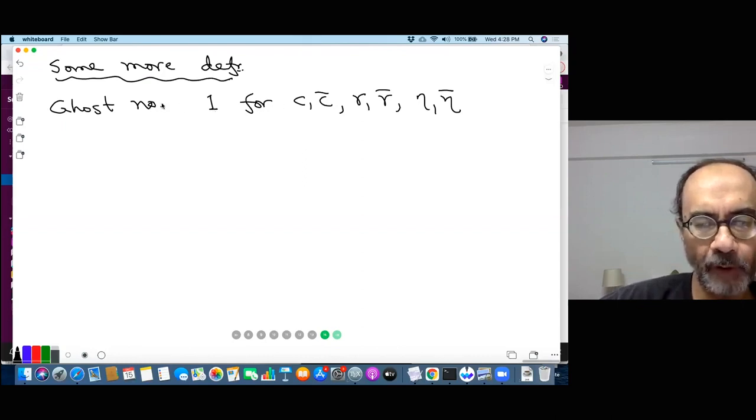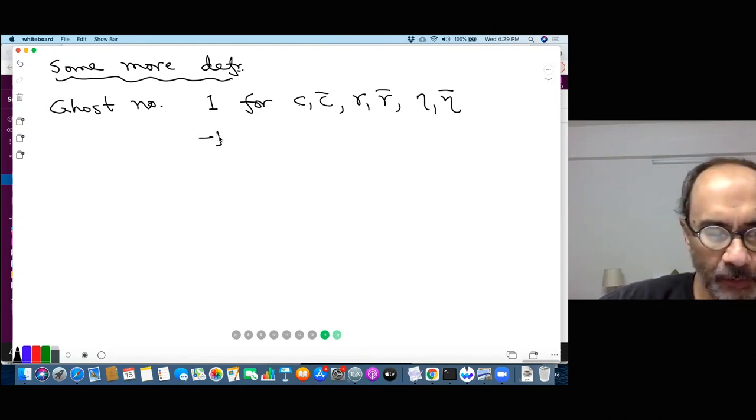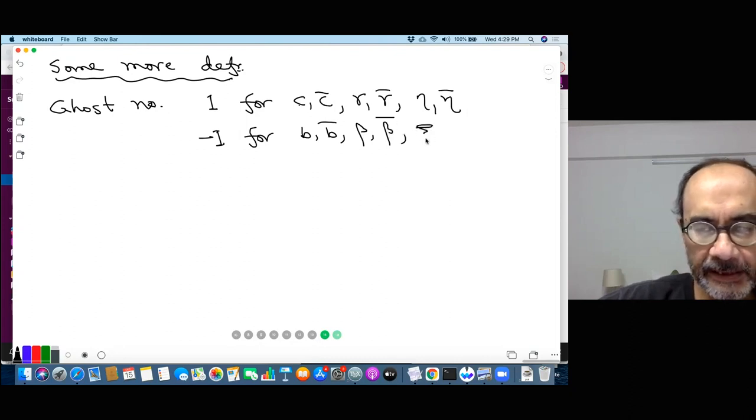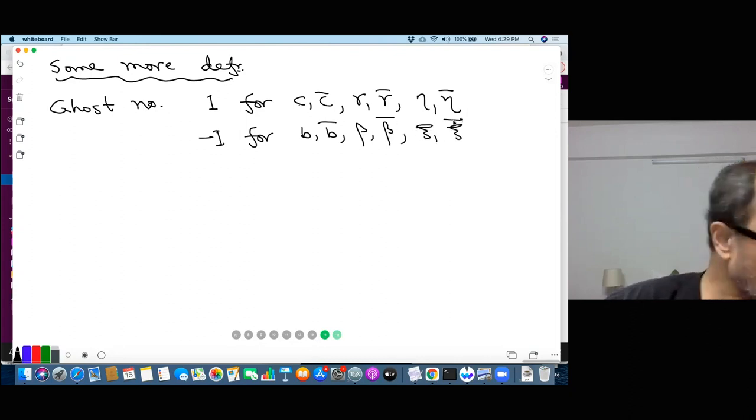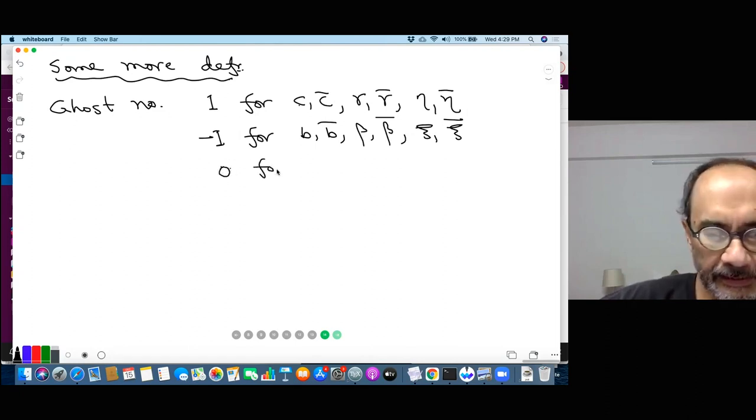1 will be for the holomorphic one, so 1 will be for C, gamma, and eta, and for the anti-holomorphic one, it will be 1 for C bar, gamma bar, eta bar. But I'm just writing it in one go. This is minus 1 for B bar, beta bar, and xi bar, and 0 for the rest.